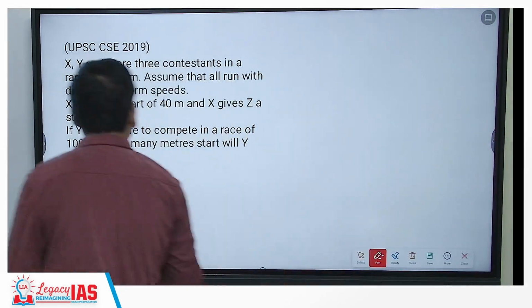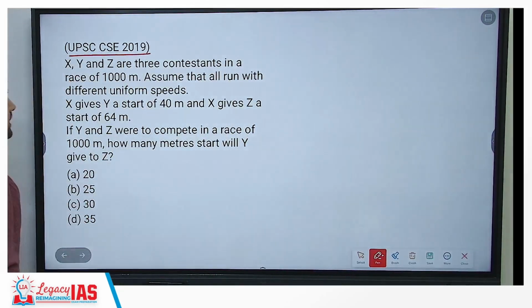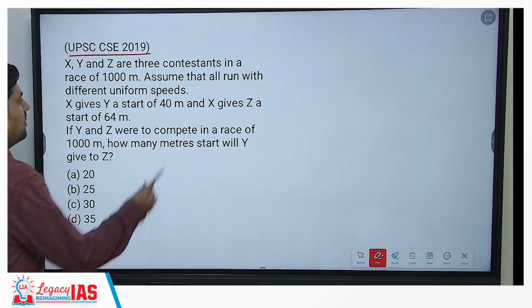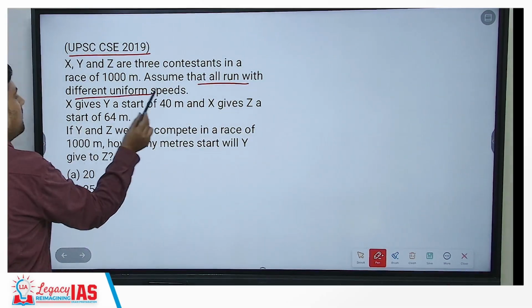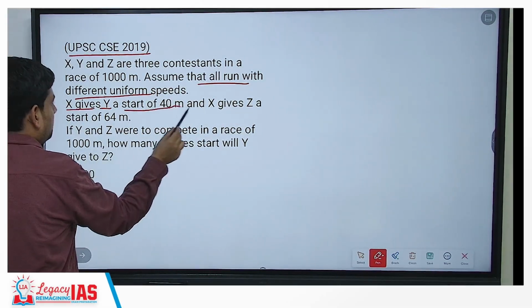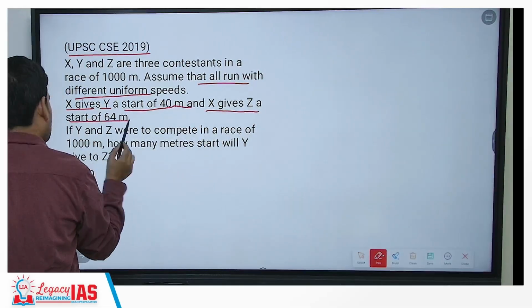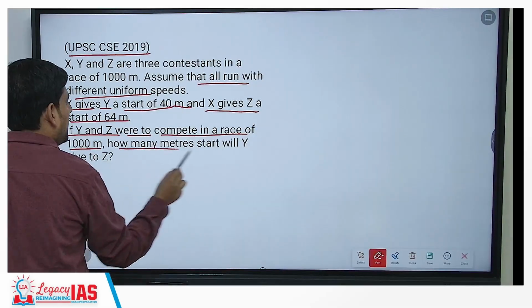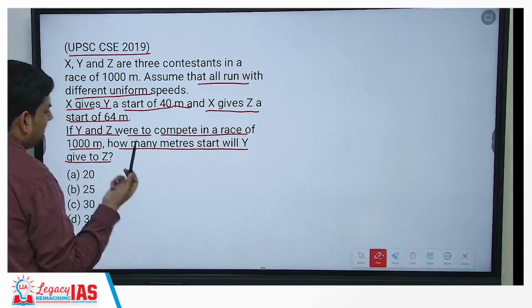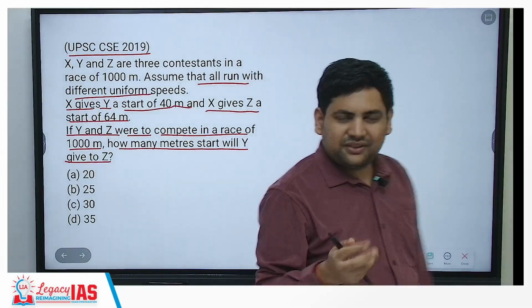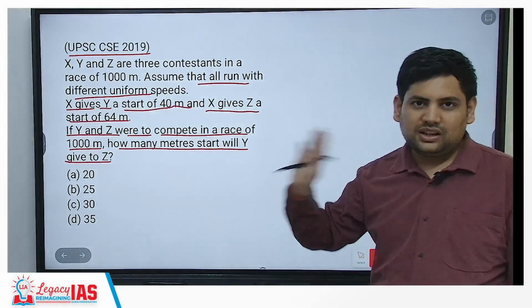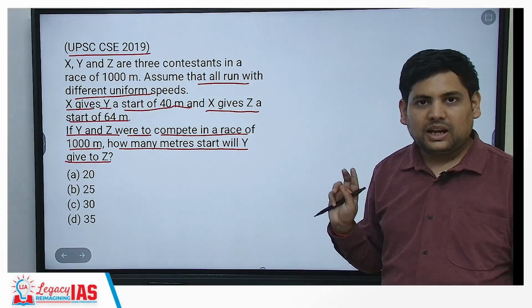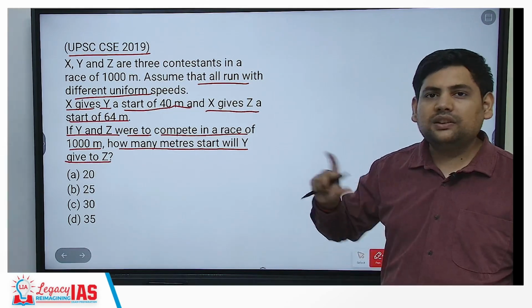Yeah. So this is what came in CSC 2019. Now it says: X, Y, Z are 3 contestants in a race of 1000 meters. Assume that all run with different uniform speeds. X gives Y a start of 40 meters and X gives Z a start of 64 meters. If Y and Z were to compete in a race of 1000 meters, how many meters start will Y give to Z? So basically they are giving each other starts so that they reach at the same time. Now these are the different starts they are giving.